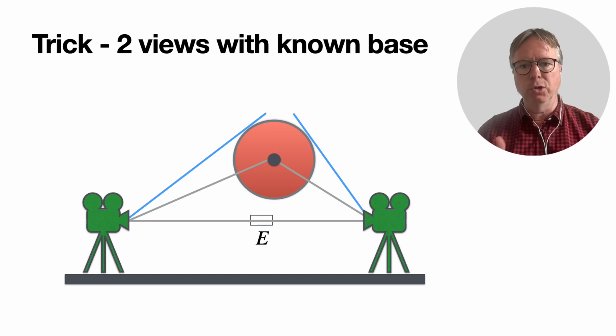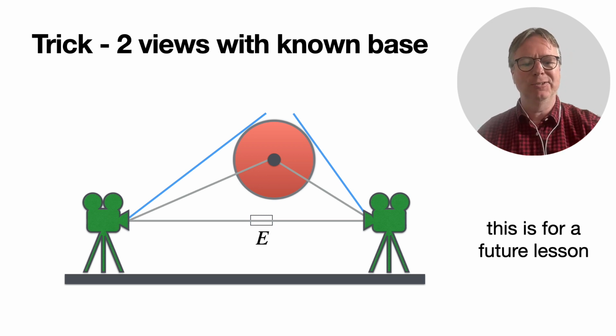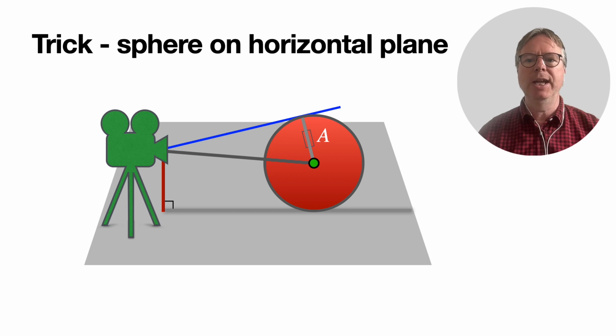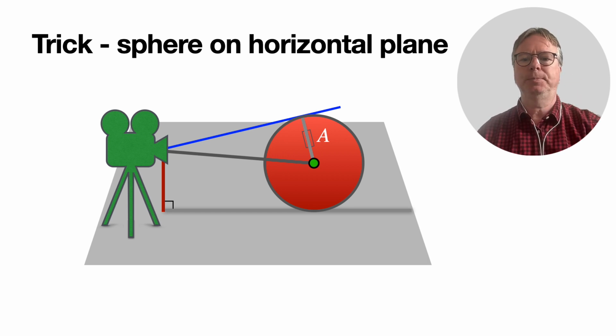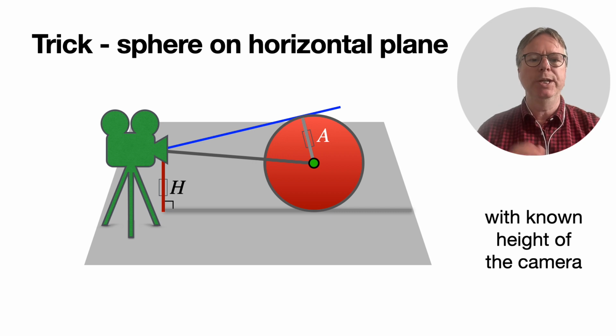We can take two photographs, also called stereo. And if the base, the distance between the cameras, E, is known, then we can make some calculations. But I'm not going to do that today. That's for a future lesson. The trick today will be to put the sphere on a horizontal plane. And the assumption, an important assumption, is that we know the height of the camera, in this case h, and of course everything is in quadrances.